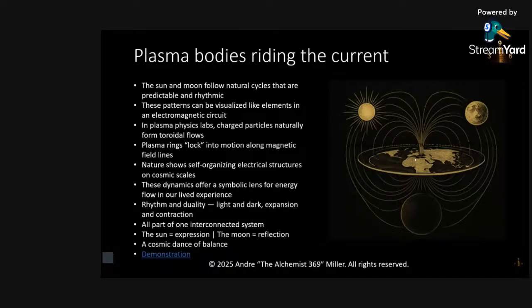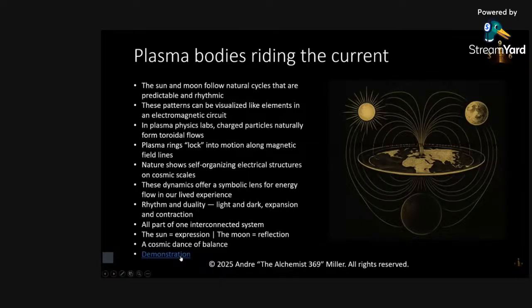So essentially, this is how the sun and the moon ride, right? The sun and the moon follow natural cycles that are predictable and rhythmic. These patterns can be visualized like elements in an electromagnetic circuit. And when you have plasma caught in a magnetic field, it rotates around it, right?